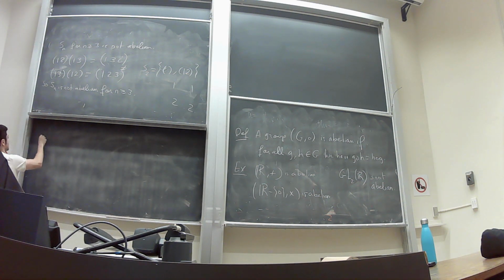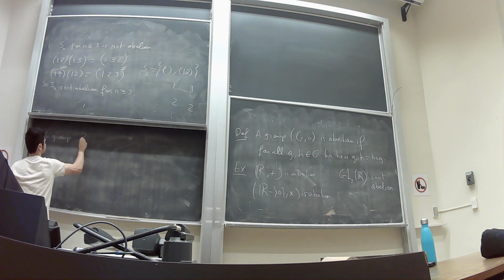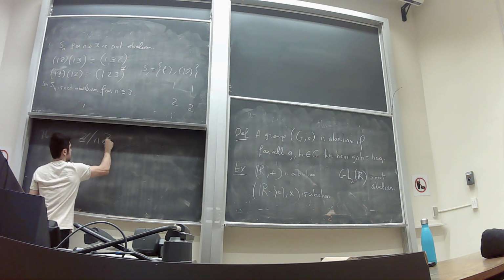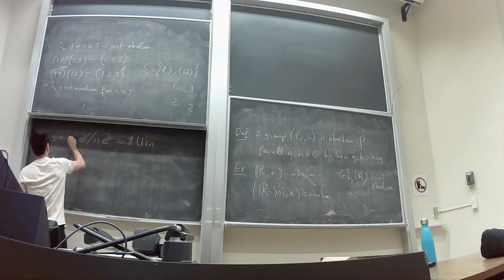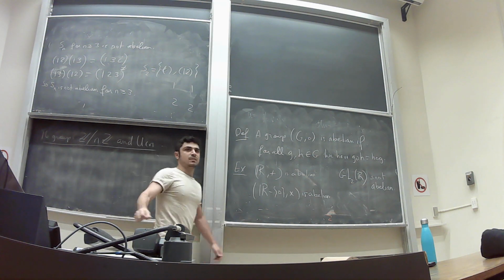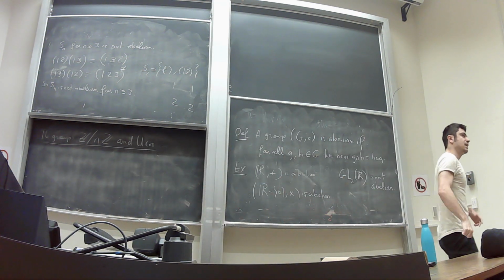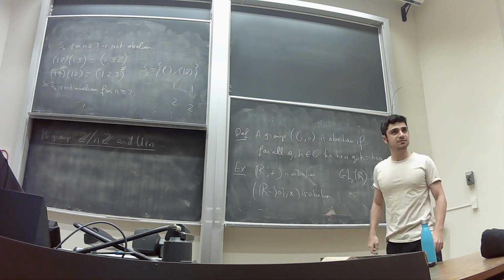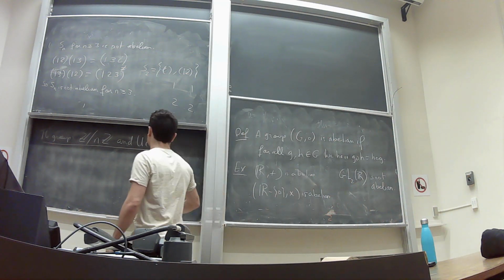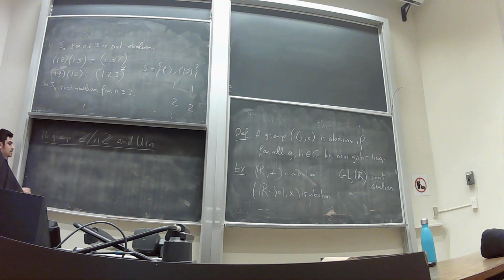Now, the groups Z mod nZ and Un. Now we're going to slightly deviate from groups. This is Z slash nZ and Un. So now let n be a natural number. We're going to slightly come back to what we've seen before.